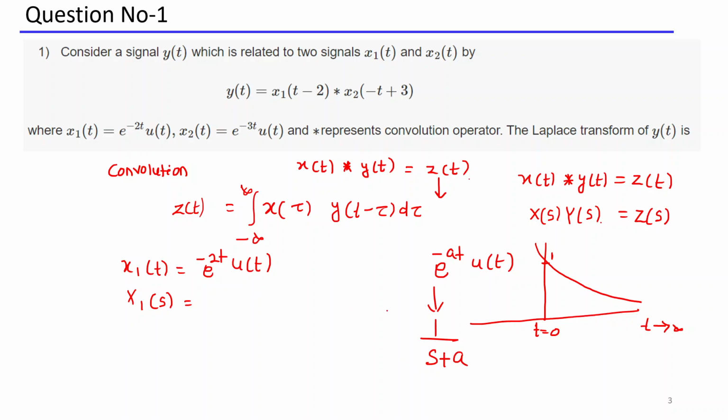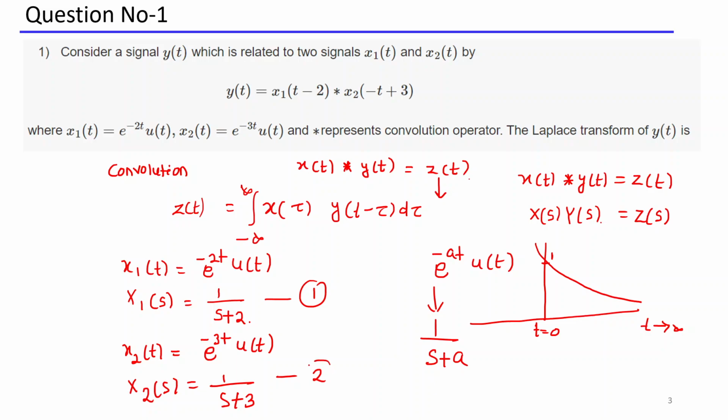Similarly, here in this x1(t), your a is nothing but 2. So the Laplace transformation of e to the minus 2t u(t) is 1 by s plus 2. Similarly, if you do the Laplace transformation of x2(t), what is x2(t) defined by? x2(t) is e to the power minus 3t u(t). What is the Laplace transformation? X2(s) is nothing but 1 by s plus 3. So this is equation number 1, this is equation number 2.